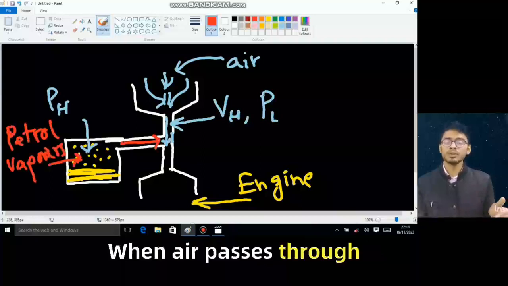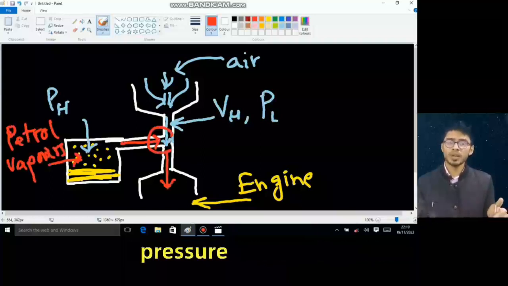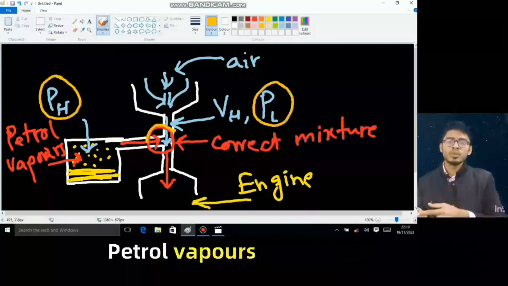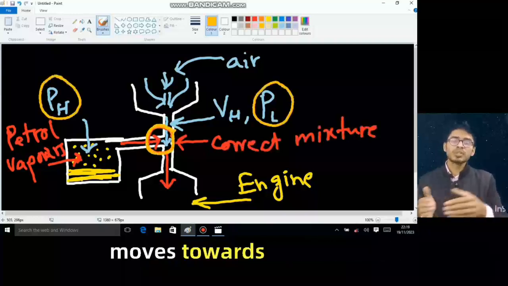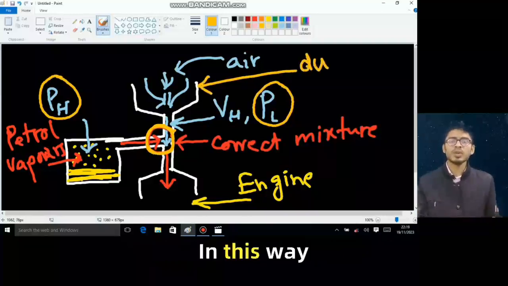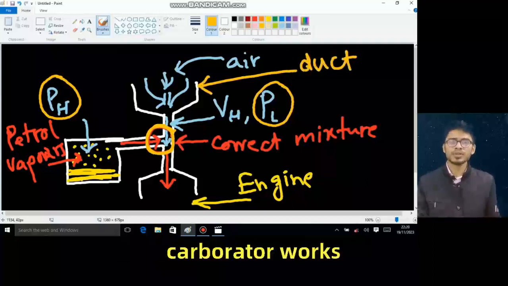When air passes through the venturi duct with very high speed, pressure becomes low. Due to this low pressure, petrol vapors from the tank move towards the duct, and a correct mixture is formed inside the engine. In this way, the carburetor works.